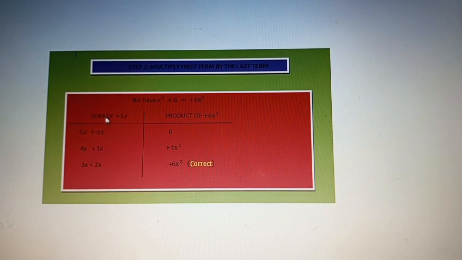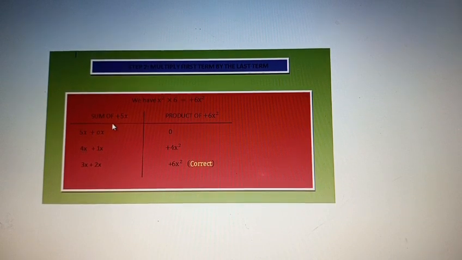Then we now find the sum of plus 5s, which is the second term, and the product of 6s squared, which we obtain from s squared times 6. What is another way of writing 5s? We can write 5s as 4s plus 1s, because 4s plus 1s is 5s. But 4s times 1s is still 4s squared. We can write 5s as 3s plus 2s, and 3s plus 2s is equal to 5s, and 3s times 2s will give us 6s squared, which is correct.